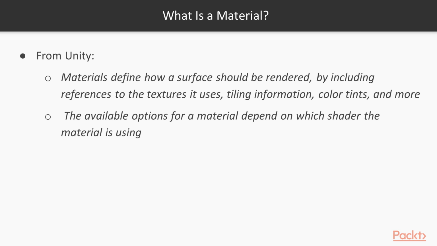So then what is a material? Well, I couldn't really put this into very specific terms in my own words, so I have to admit I cheated a little bit, and I pulled the description from the Unity documentation, which I think sums it up perfectly. Materials define how a surface should be rendered by including references to the textures it uses, tiling information, color tints, and more. The available options for a material depend on which shader the material is using.